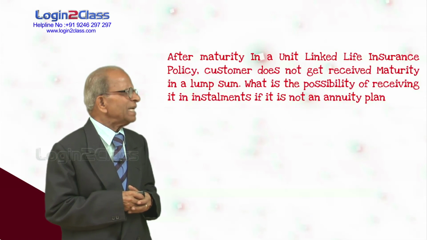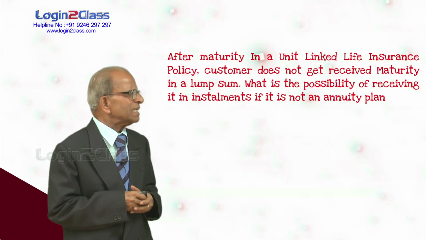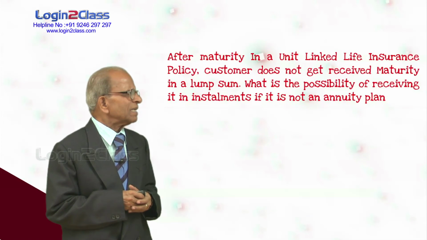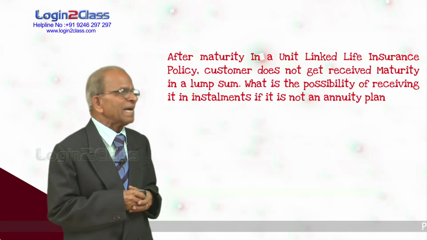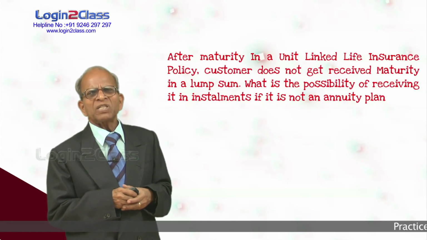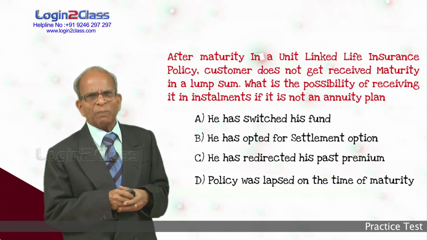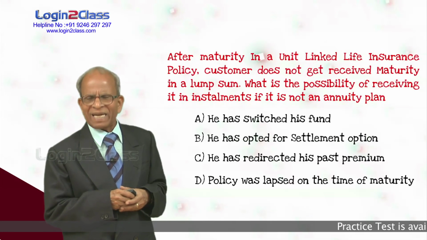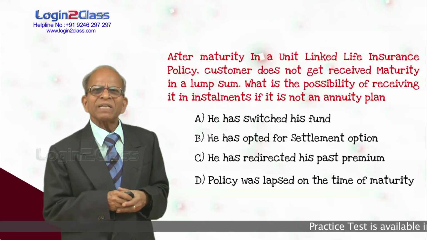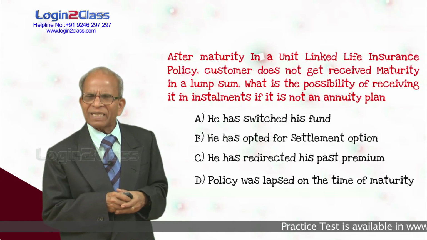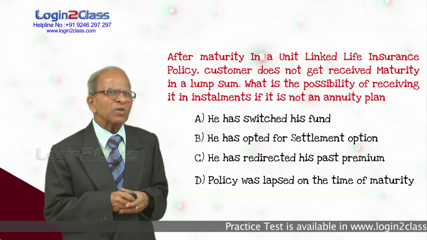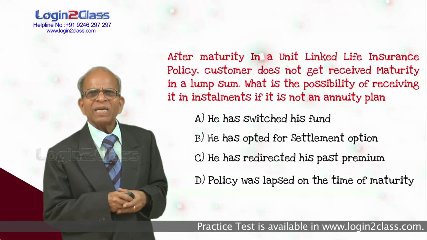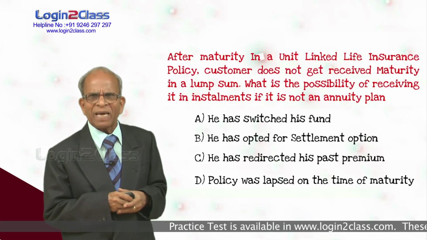After maturity in a unit linked life insurance policy, the customer does not receive maturity in a lump sum. What is the possibility of receiving it in installments if it is not an annuity plan? It is not a pension plan, but it is a ULIP. Supposing it is a policy for 10 lakhs. We expect to receive a check for 10 lakhs or slightly more or slightly less. But this man got a small installment and next month also he got another installment. Why is this happening? It is not a pension plan.